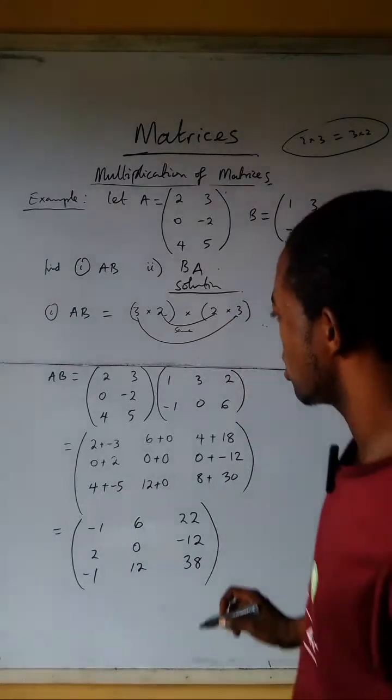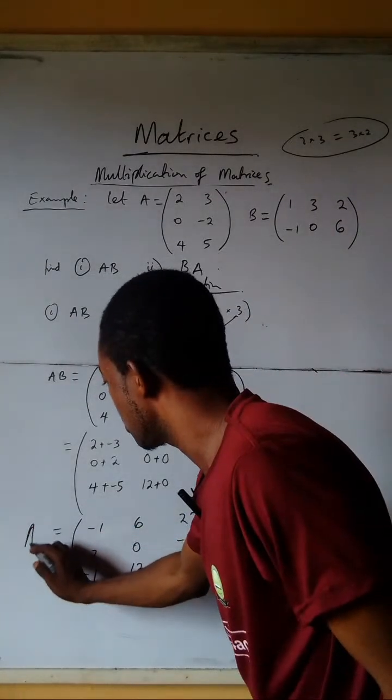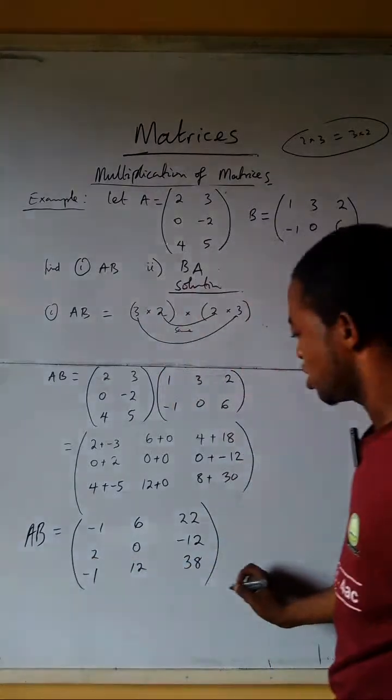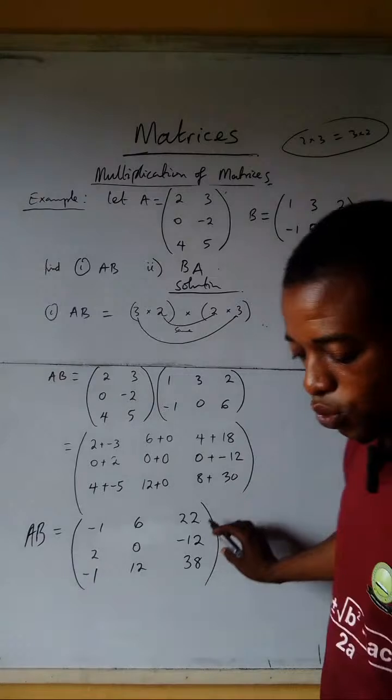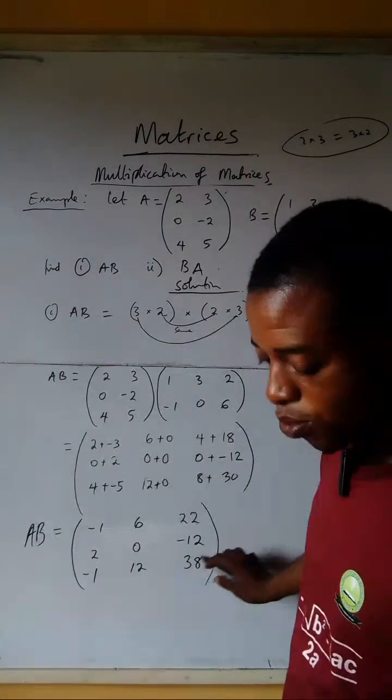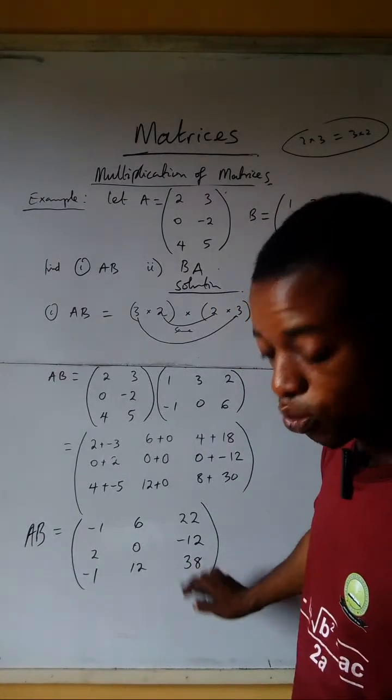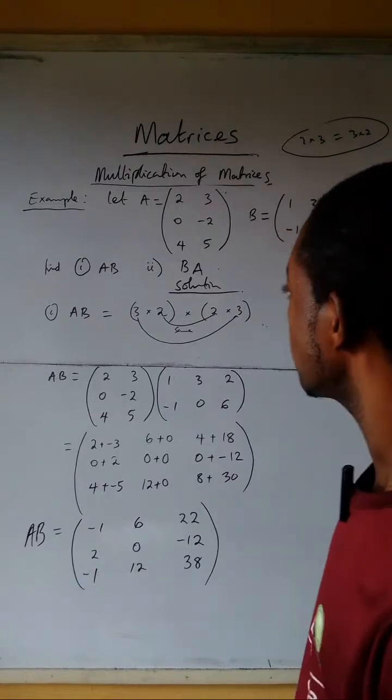So now the result here of A times B is what we have here as a 3 by 3 matrix, which is minus 1, 6, 22, 2, 0, minus 12, minus 1, 12, and 38.